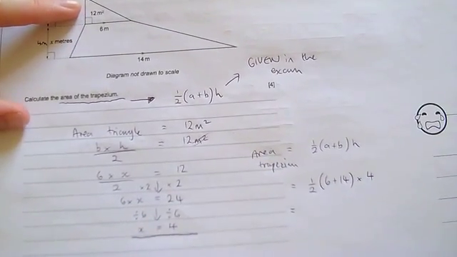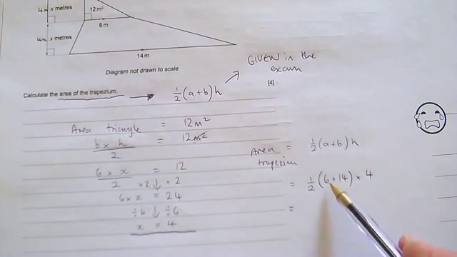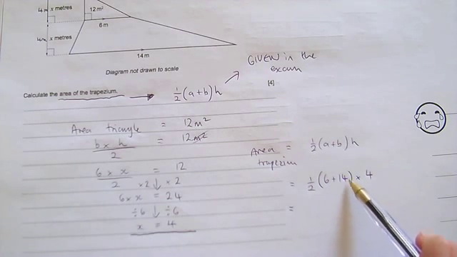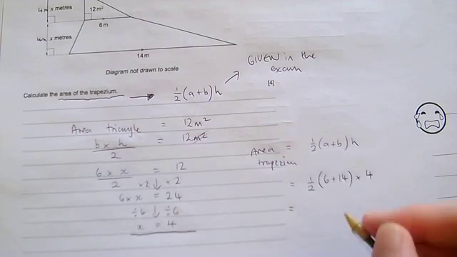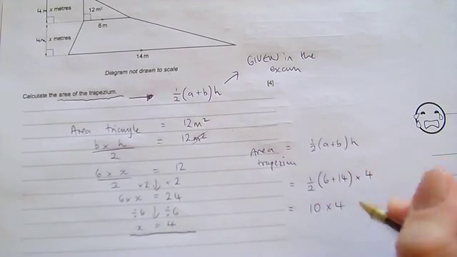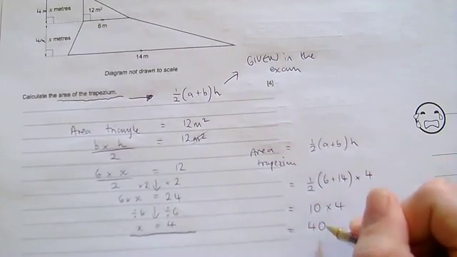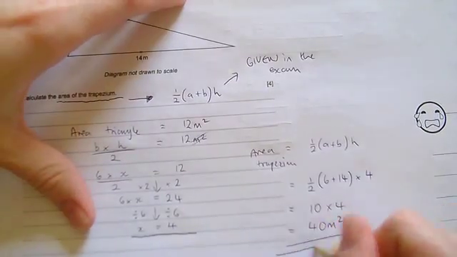Now remember your BIDMAS knowledge. You know that you should do the brackets first. So 6 plus 14 is 20. Half of 20 is 10. And then times that by 4 would give a total answer of 40 meters squared.